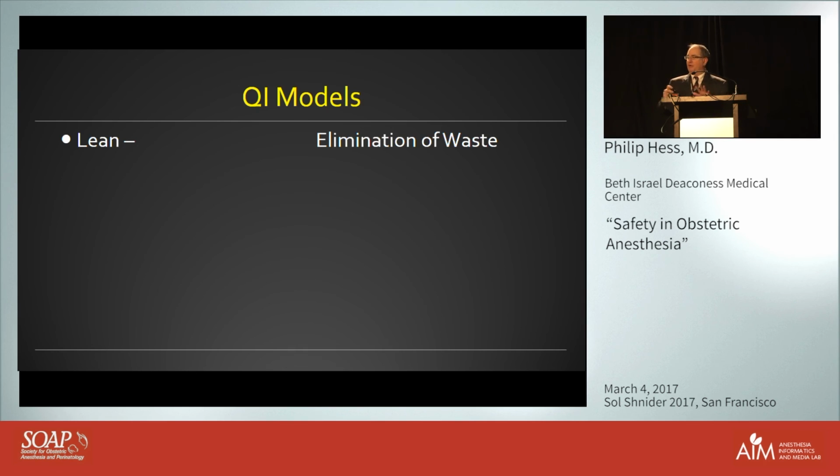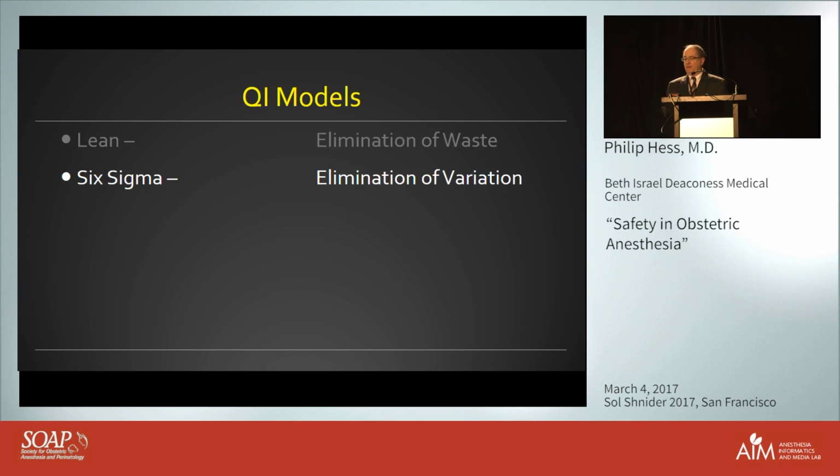They each fight each other over which is the better QI type of program. There's the Toyota Lean program, whose basic philosophy is to eliminate waste in the system. Multiple types of waste. By eliminating waste, everything becomes more efficient and of a higher quality.